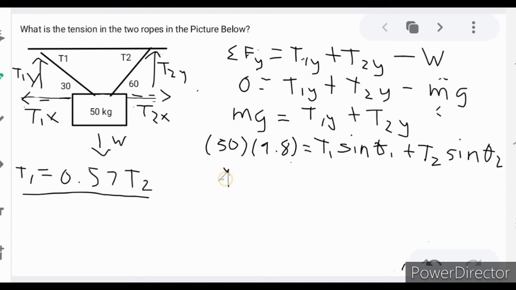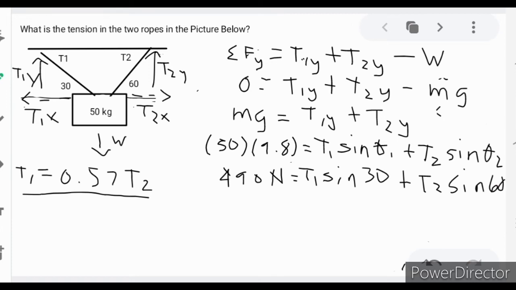Now, we have 50 times 9.8 is equal to 490 Newton, since it is weight or a force, is equal to T sub 1 sine, then the angle here is 30. Okay, we have 30, so we have 30 plus T sub 2, then sine 60. Then we can compute for the values of sine 30 and sine 60.